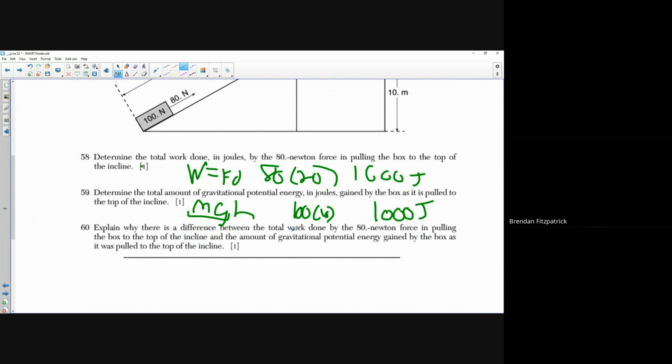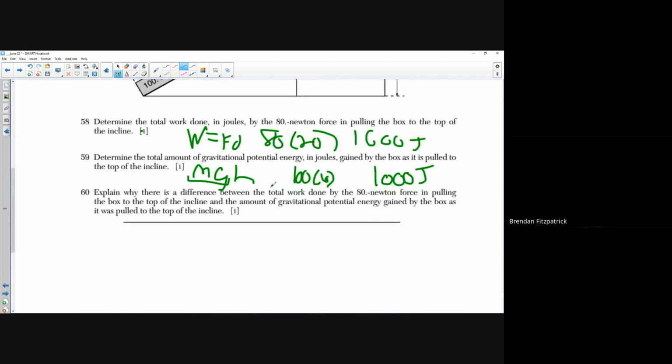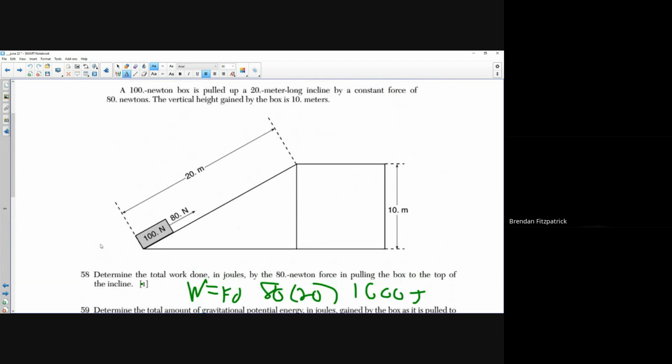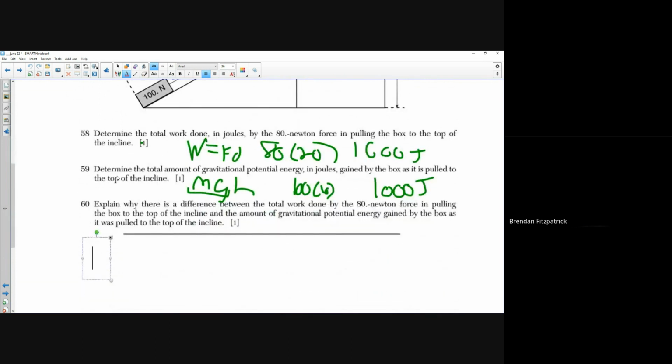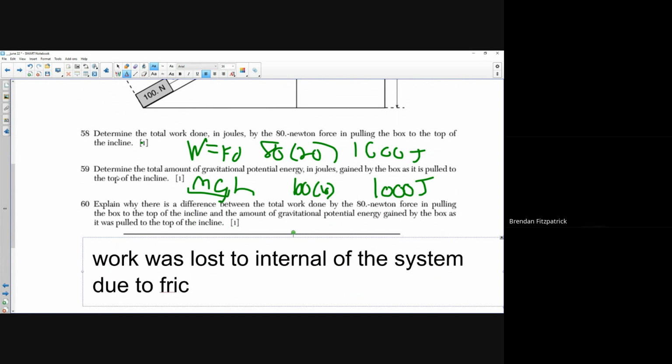Explain why there is a difference between the total work done by the 80 Newton force in pulling the box to the top of the incline and the amount of gravitational potential energy gained by the box as it's pulled up the incline. They didn't tell us whether the box was speeding up or not. Like, it didn't say constant speed. So I think you could say kinetic energy here, but what I would say was work was lost to internal energy of the system due to friction between box and incline.